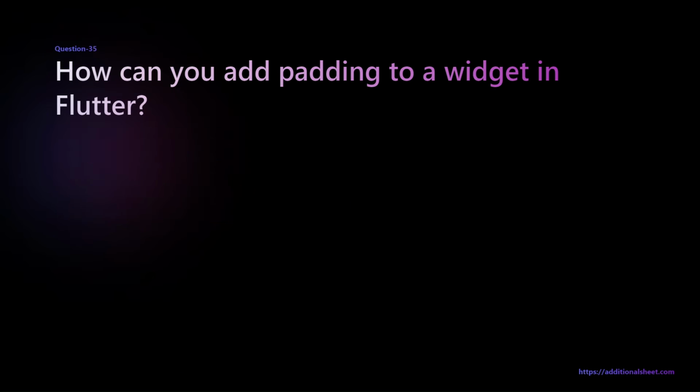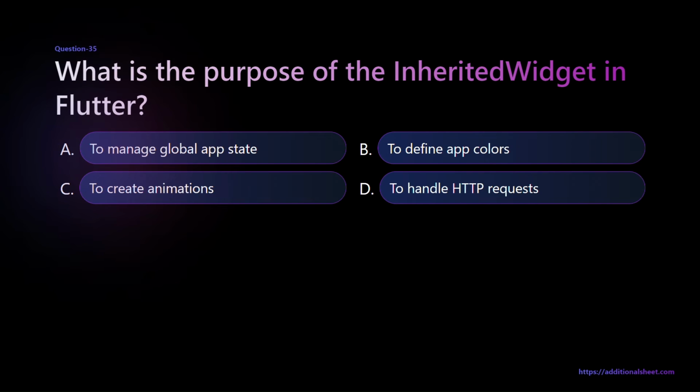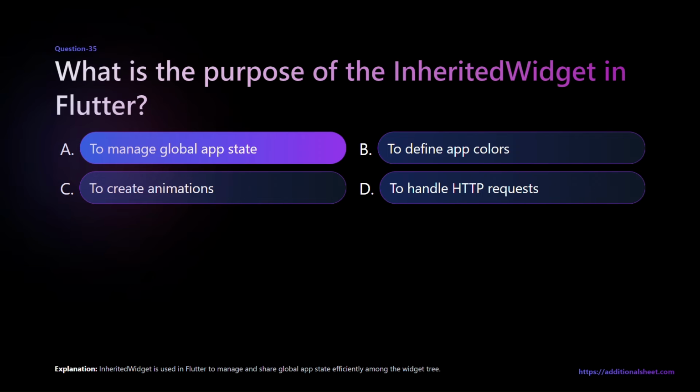What is the purpose of the inherited widget in Flutter? Option A, to manage global app state. Option B, to define app colors. Option C, to create animations. Option D, to handle HTTP requests. The correct answer is option A, to manage global app state.